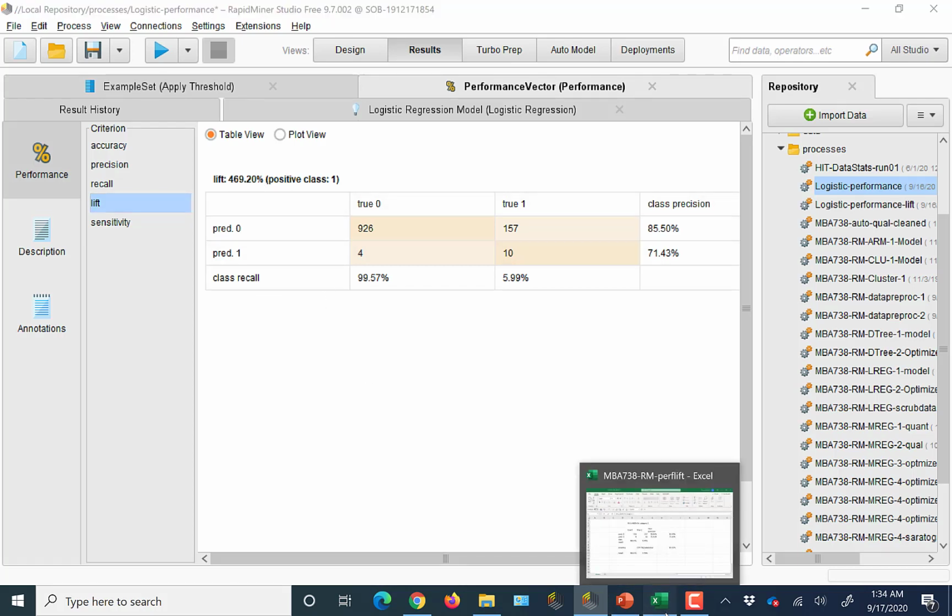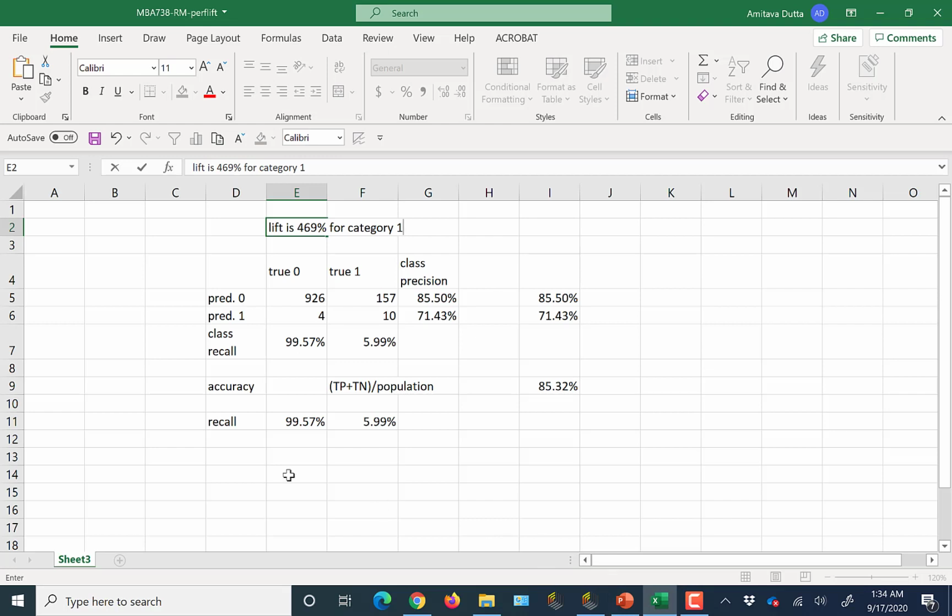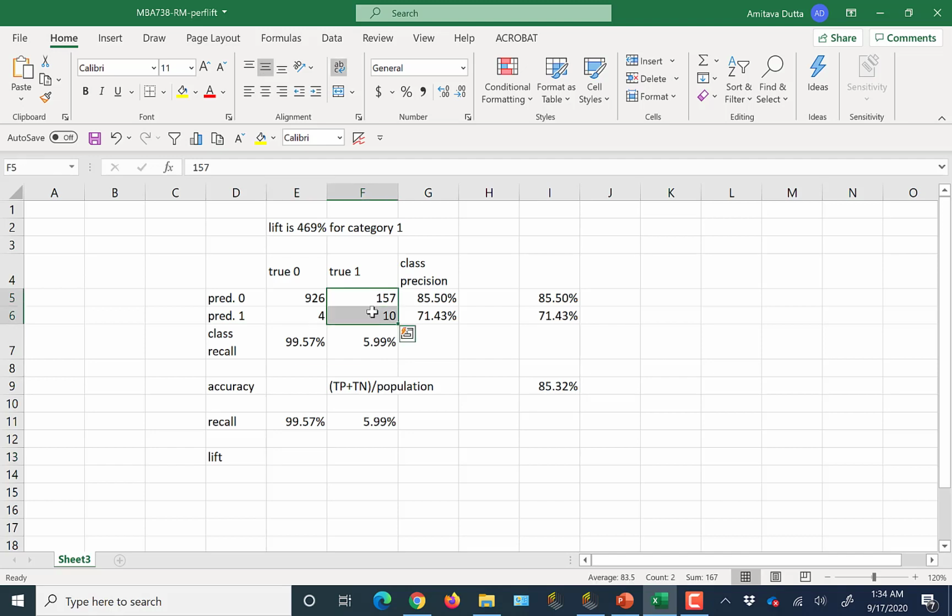So let's get back to our Excel worksheet. So remember, the lift is the ratio of 2 conditional probabilities. The numerator is how good is this model doing given that the observation is from the target category. Our target category is persons with CHT. So when we say that's the target category, we are talking about this column over here. Okay. So as far as the model is concerned, there are a total of 167 persons in that category, and the model correctly identified 10 of them.